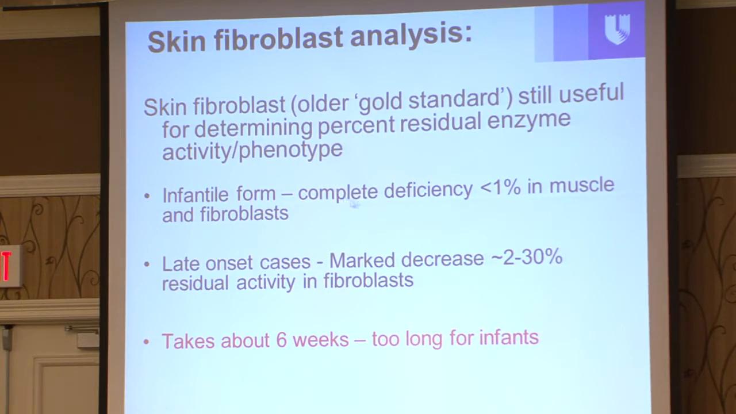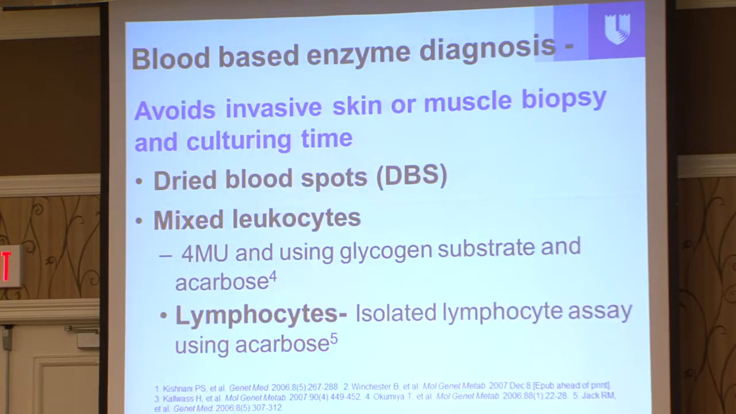And of course, in skin fibroblasts, you can separate the phenotypes to quite an extent, infantile from the late onset. But the only disadvantage is that it takes too long from the day of biopsy till you get results. You count about 6 weeks into it. And for infantile cases, you don't have that time.